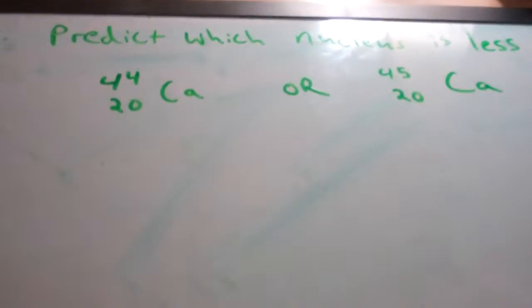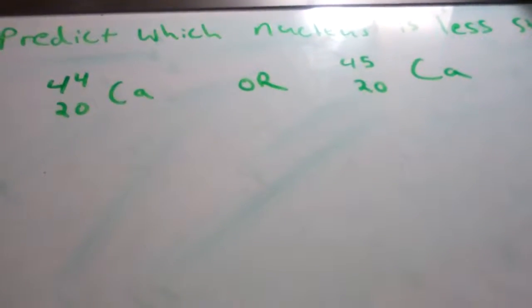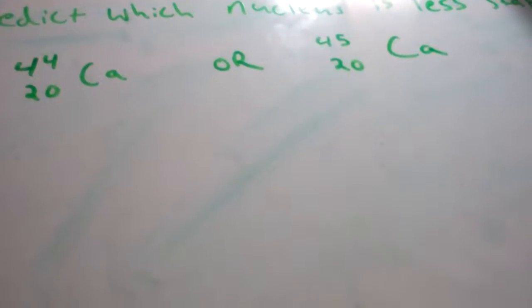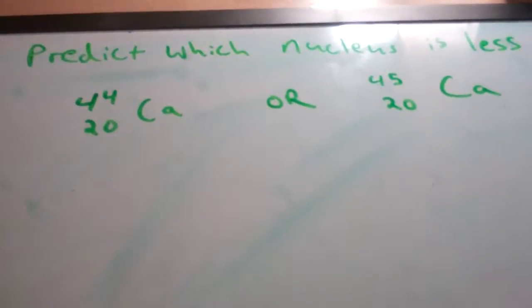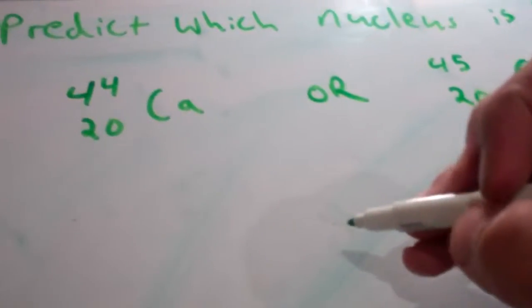So some general guidelines here on how to know what you're dealing with when it comes to radioactivity or stability of the nucleus. So first off, this top number here tells you the number of protons and neutrons added together. Number of protons plus neutrons. While this number on the bottom here is the number of protons this element has.